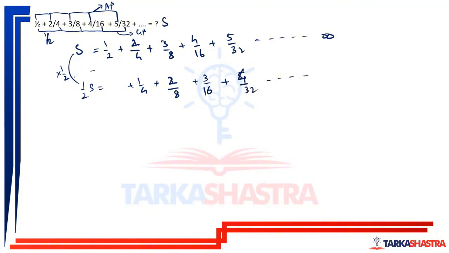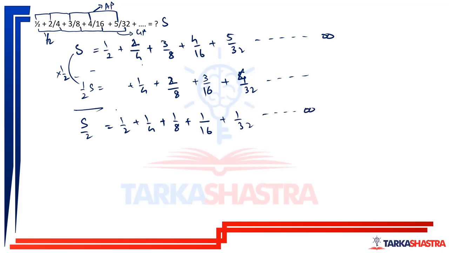If we simply subtract it, we get s by 2. This is 1 by 2 as it is. 2 by 4 minus 1 by 4 is positive 1 by 4. 3 by 8 minus 2 by 8 is positive 1 by 8. 4 by 16 minus 3 by 16 is positive 1 by 16. 5 by 32 minus 4 by 32 is 1 by 32, and so on up to infinity.